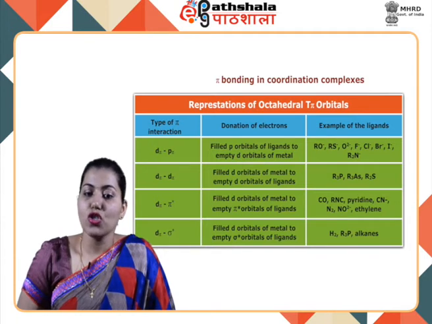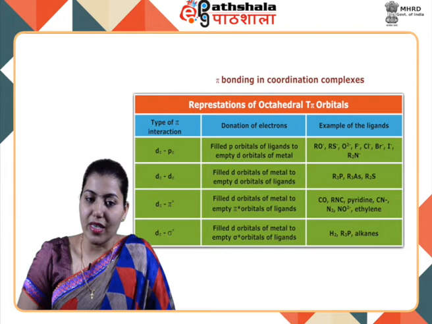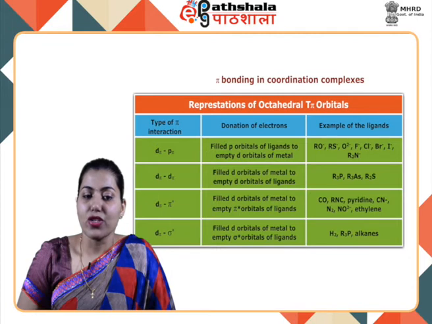Some of the ligands shown in the table can fall in more than one type of category. For example, the iodide ligand, represented by I negative, has a filled p orbital that can act as an electron donor, and it also has low-lying empty d orbitals that can accept electrons from the metal. Phosphine is a neutral ligand that can accept electrons into its empty d pi orbital or the empty sigma star orbitals.